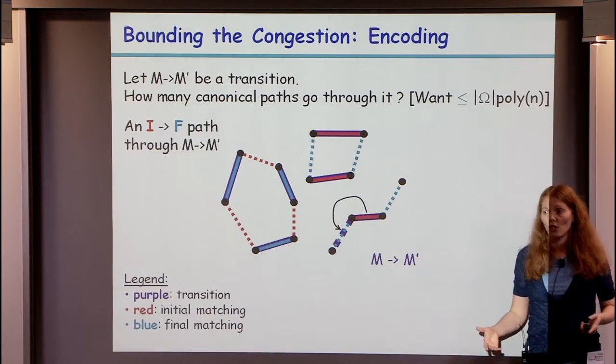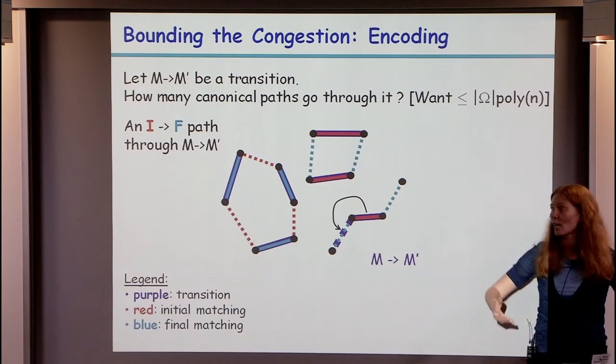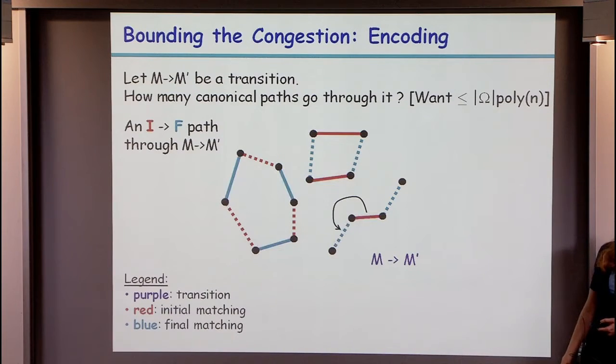Okay? So in reality, I'm going to now reveal the colors of these edges. Obviously, my transition doesn't know who is blue, who is red. It's just a happy matching that is being shifted to another happy matching. But we do know who is who. And we knew that the situation looked like this, okay?